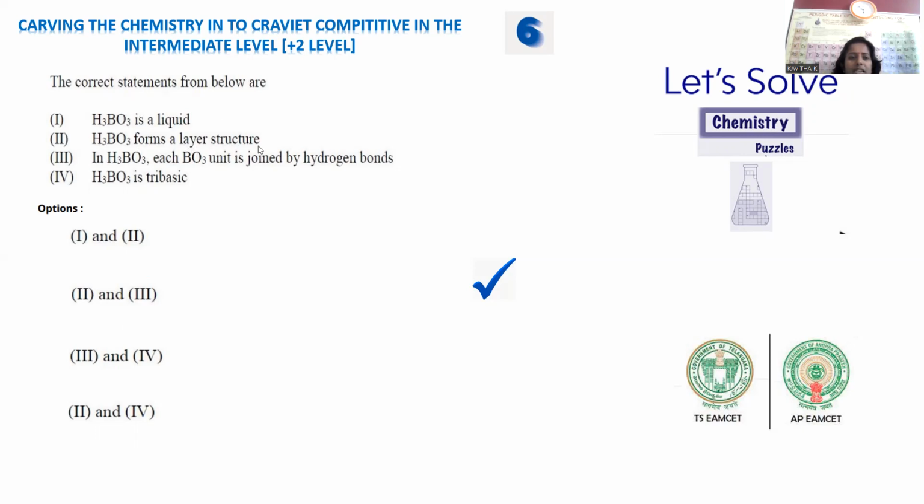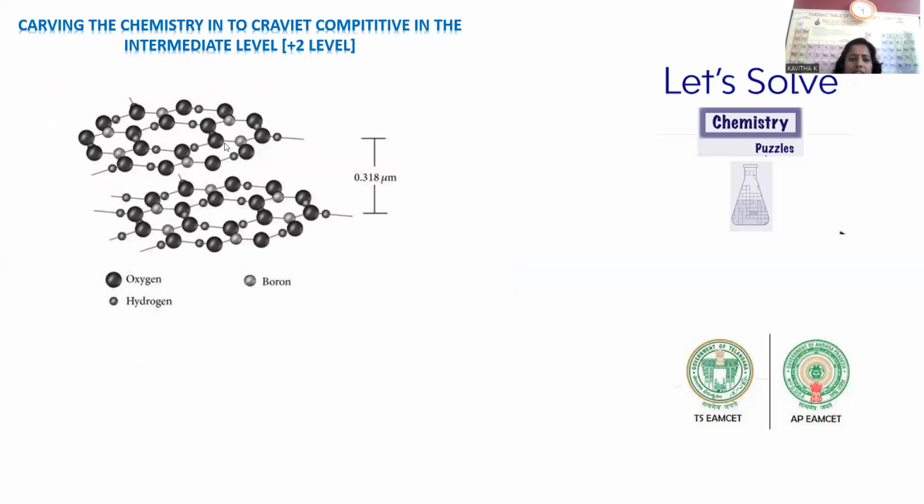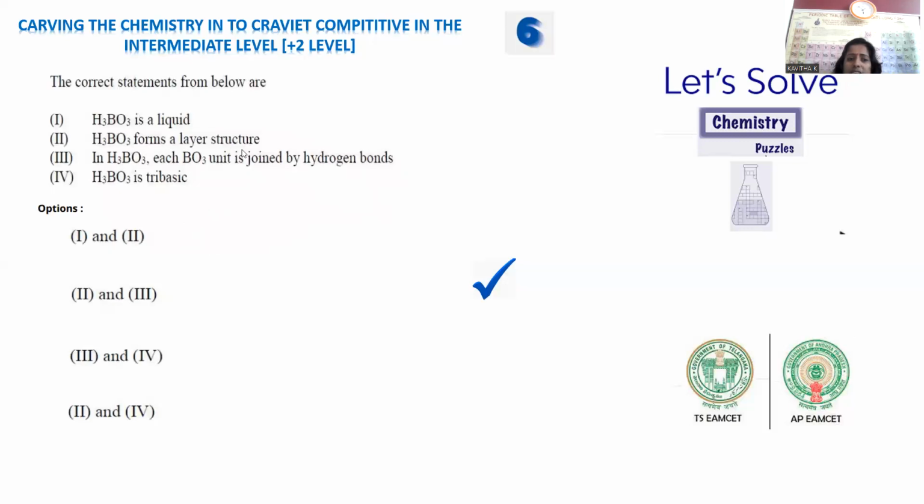H3BO3 forms a layer structure. Yes, it is the correct answer. That's the reason why it has a sliding nature. If you strike the striker in the carom board, it moves very smoothly. That is because of its layered structure. It has a sliding nature, right? So boric acid has a layered structure like this. Such layers are available with boron. So option number 2 is the correct explanation for boric acid.